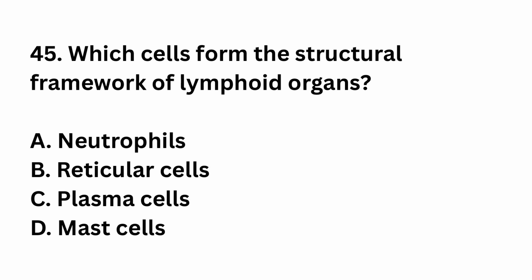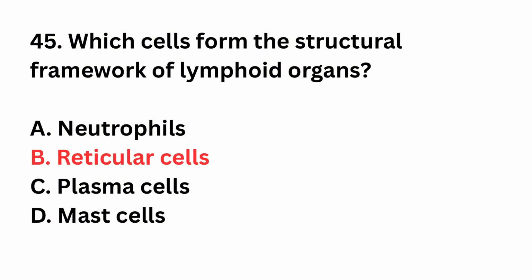Question number 45. Which cells form the structural framework of lymphoid organs? Neutrophils, reticular cells, plasma cells, mast cells. The right answer is option B, reticular cells. They form a supportive network. This helps lymphocytes interact effectively.